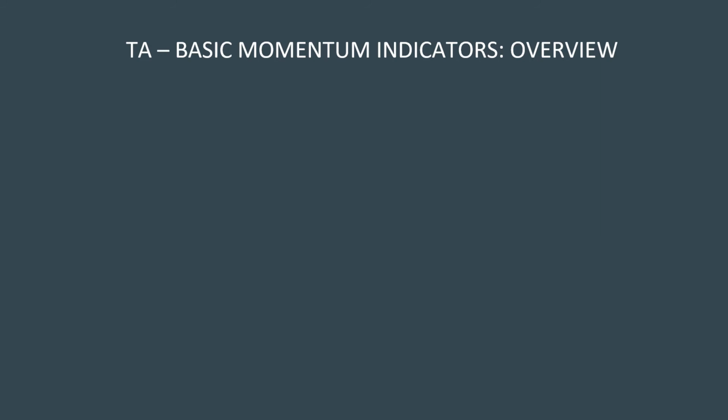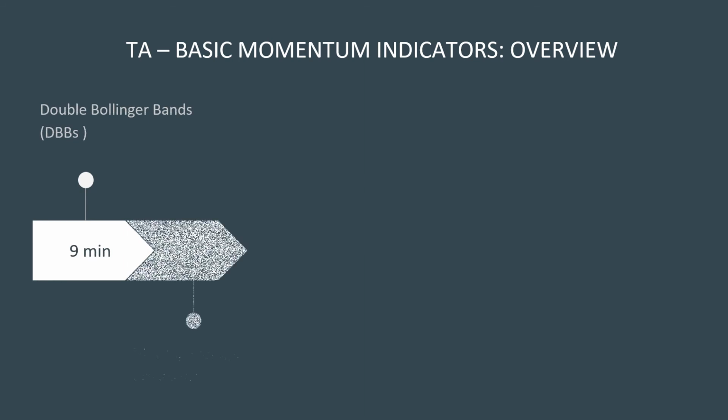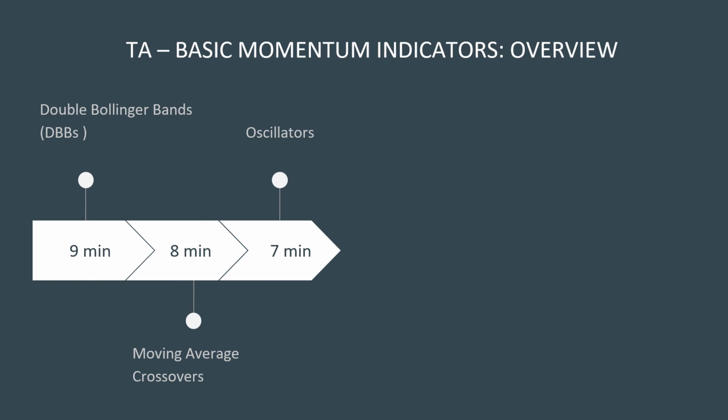There are many momentum indicators, but for now we will introduce just a few of the most effective and easiest ones to use. Double Bollinger Bands. Moving average crossovers. Three kinds of basic oscillators: moving average convergence divergence, relative strength index, and stochastic. As with any indicator, you can use these without fully understanding how they work, though if you do, you'll be able to use them more effectively and know how to adapt them to specific situations.